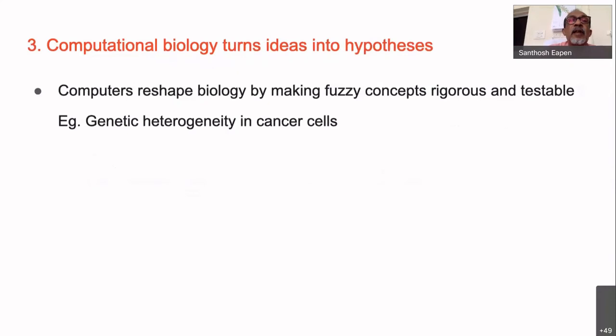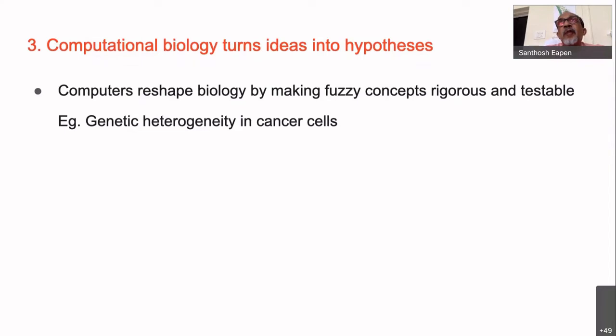Another thing, the third and final aspect, is that computational biology is turning our ideas into hypotheses. So we are able to visualize many things. We are able to dream about many of the complexities of life from whatever information is already available. So it really reshapes biology by making fuzzy concepts into rigorous and testable hypotheses that we are generating, and finally we are testing them in the wet lab to see whether it is correct or wrong, or what we should modify.